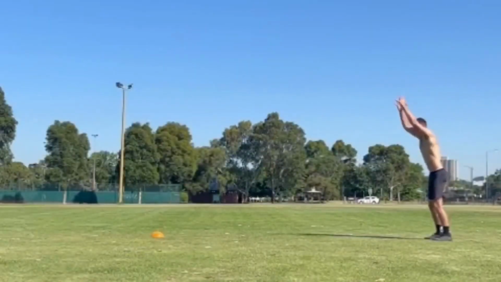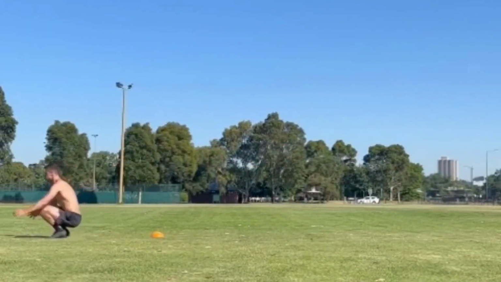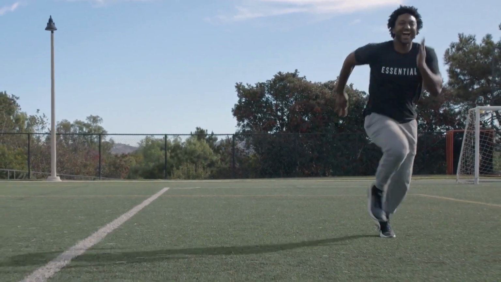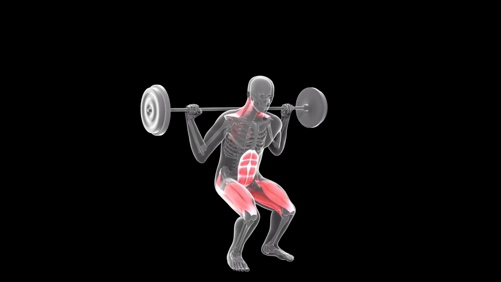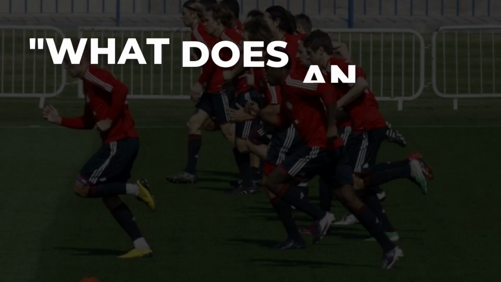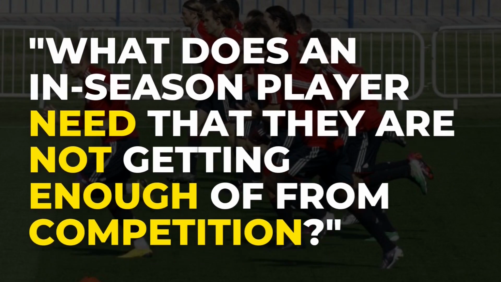B, player specific. Now, for obvious reasons, we are going to focus on the season specific ones in this video, but you definitely can distinguish which of those are the ones you need to focus more on as an individual player. Having said that, the question that we start the needs analysis with is, what does an in-season player need that they are not getting enough of from competition?